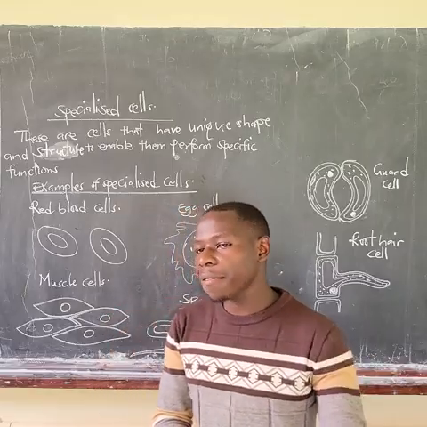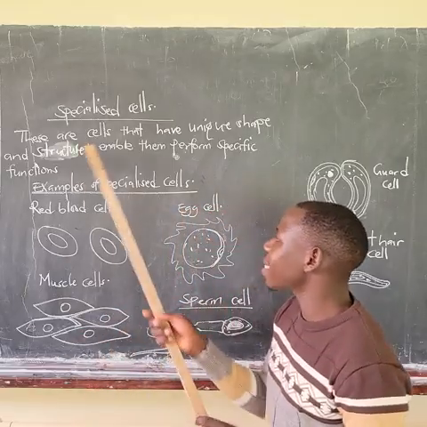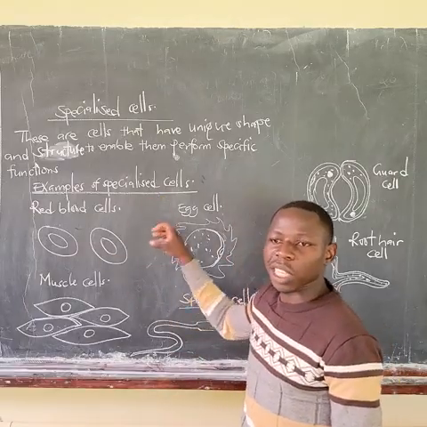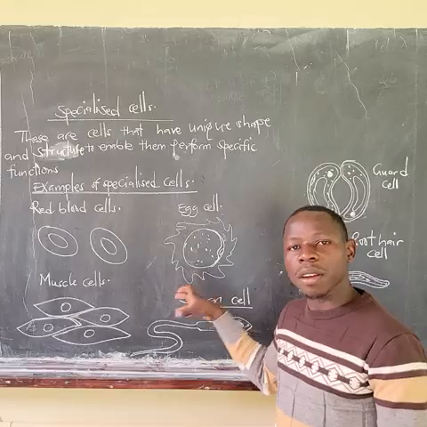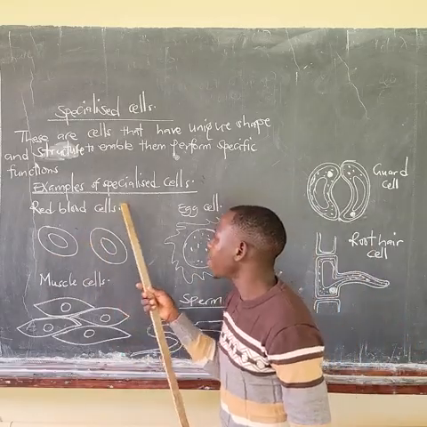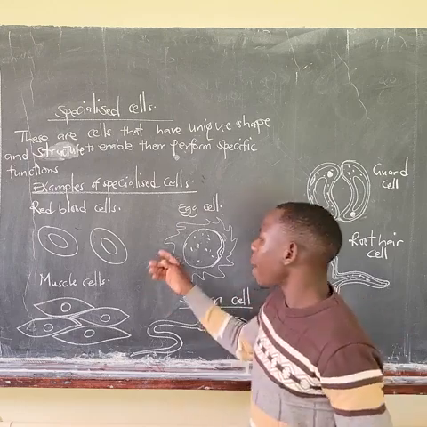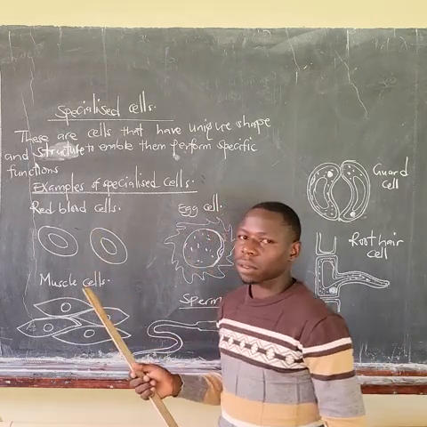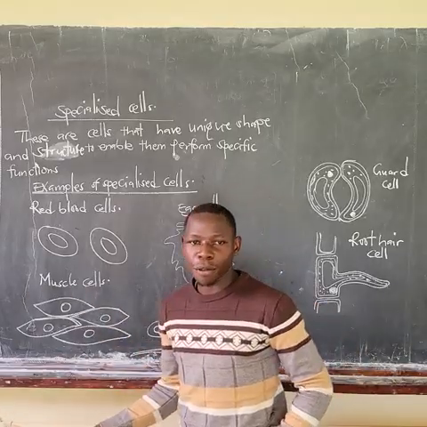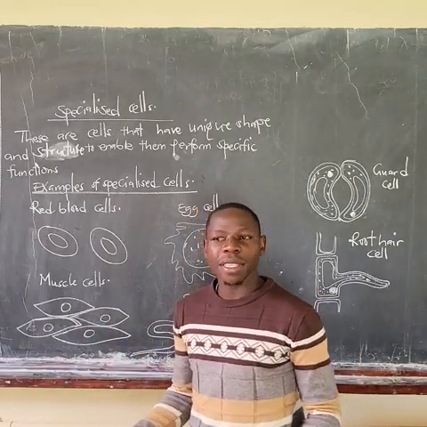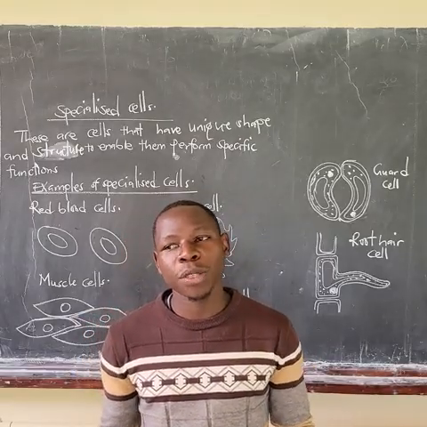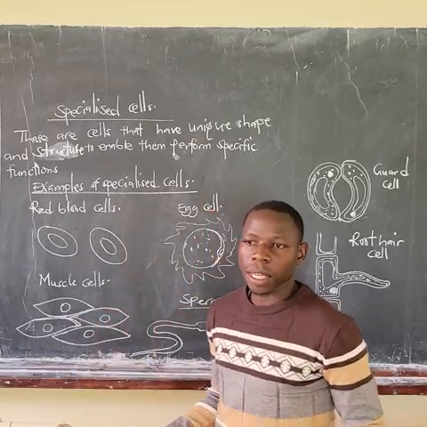Therefore, they undergo modification. And here we are looking at examples of the specialized cells we have. I have not exhausted all, but at least I have mentioned many of them. The first one is the red blood cell. A red blood cell is found in blood. We know from our primary level that the red blood cell is the cell that is responsible for oxygen transportation in the body.